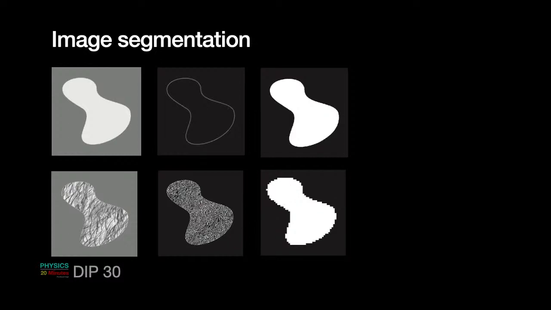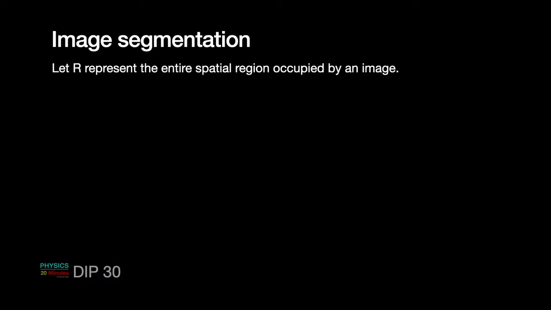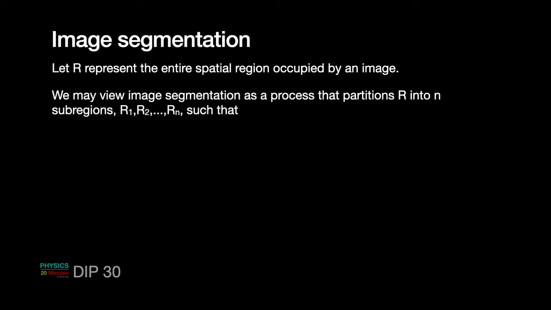So how do we define segmentation mathematically? Straightforward. If R represents the entire image, then we can divide the entire image into n sub-regions, labeled R1, R2, up to Rn, such that if you sum all the sub-regions, you get back the original image. That is one of the fundamental requirements of segmentation: the union of all the segments together should give you your original image.